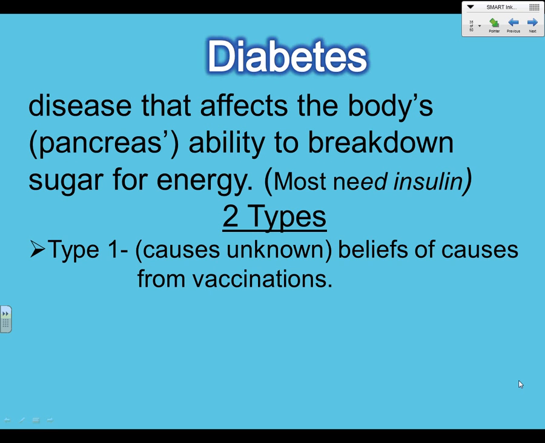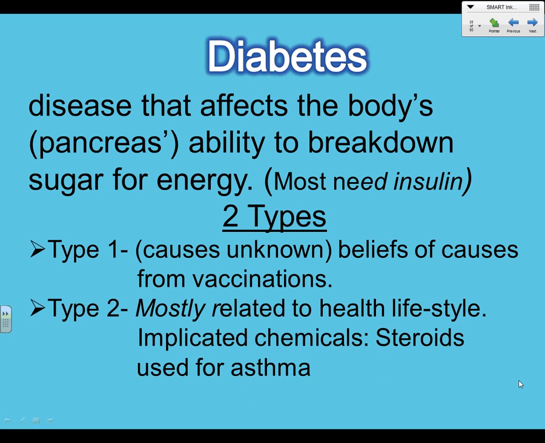The causes of type 1 are unknown, but there are beliefs that it's from vaccinations. Again, please don't tell your parents that I said you shouldn't get a vaccine because you can get diabetes. I'm just saying that there's some research out there that says there are some links. There's also some research out there that says there aren't any links. Type 2 is the second name.